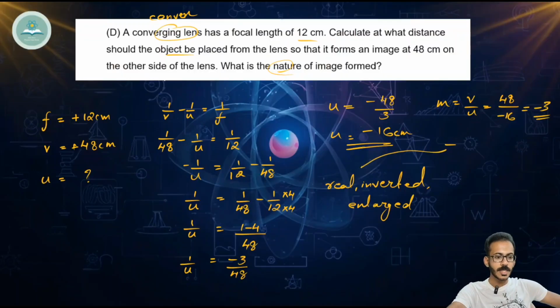Means it is real and inverted. And the value is 3. 3 is greater than 1. So since it is greater than 1, it is enlarged. So the nature of image is real, inverted and enlarged. And the object distance is minus 16 centimeter. We'll go to the next one.